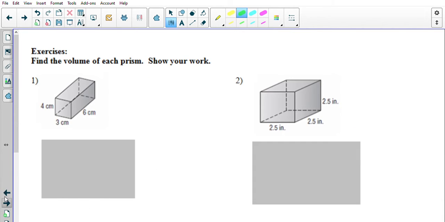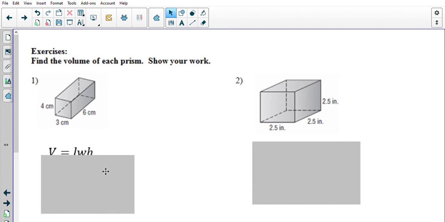All right, let's go into our exercise problems. Beginning with number 1, we're given a rectangular prism. The first thing that's important to do is identify what shape we're talking about. It's a rectangular prism, so the formula we can use is just length times width times height. Does it matter which one's your length, width, or height? It doesn't. You're just going to multiply them.